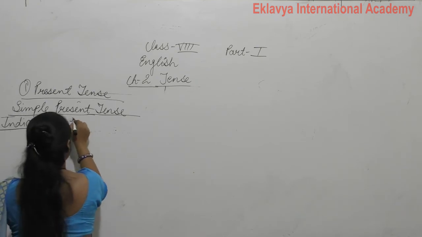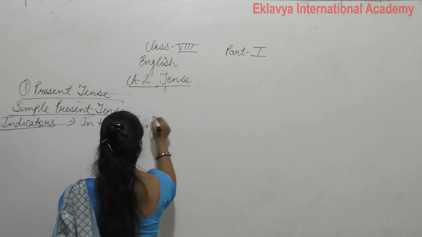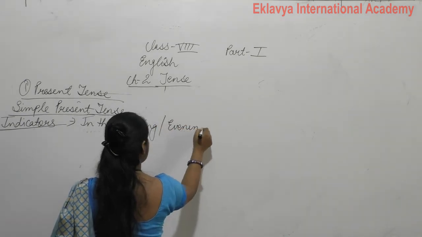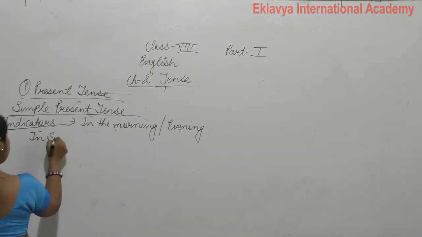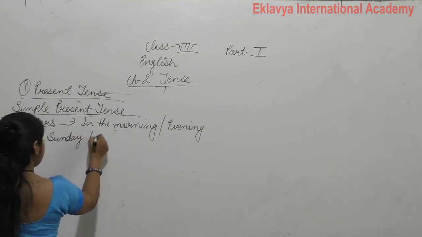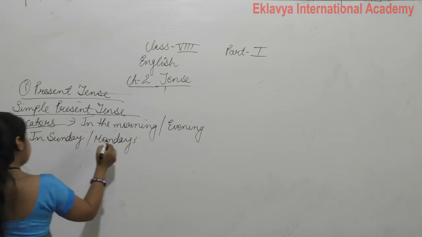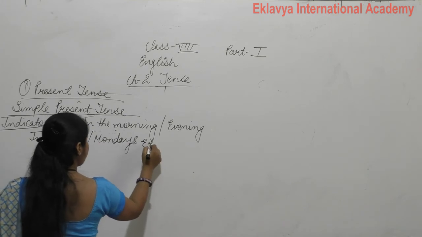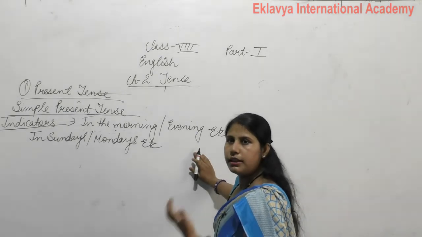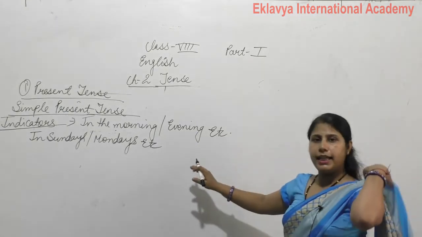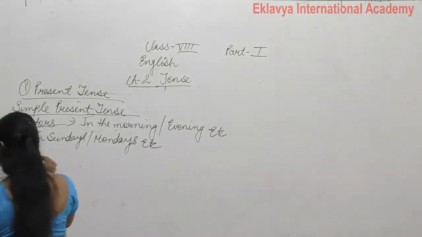So first: in the morning, evening, on Sundays, Mondays. These are the indicators. It means if these words come in a question, you can easily identify that this is our simple present tense.